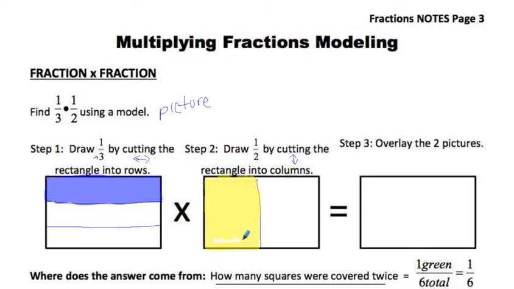And then the last step when you solve these is you're going to overlay the two pictures. So let's redraw the first picture. We're going to cut this back into thirds using our blue, and color the one section like that. And then we're going to get the yellow. Oh, I'm sorry. We have to cut it first. We have to draw this picture. So we have to cut it in half. Then we're going to take our yellow and color the whole column.